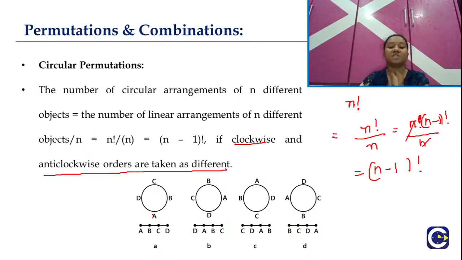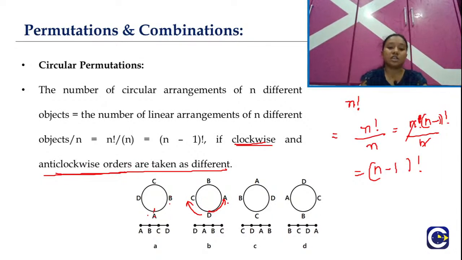Right, that means let's take an example here. If we have 4 objects A, B, C, D, then according to a straight line the arrangements can be A, B, C, D, D, A, B, C, C, D, something like this. Whereas in a circular arrangement, if we go from here, it will be A, B, C, D. And then if we start from B, it will be B, C, D, A. And if we start from C, it will be C, D, A, B, and D, A. Whereas here for circular, it will be like this: either it goes like this or else it can be like this. So that's the case where we have taken clockwise and anti-clockwise orders as different.